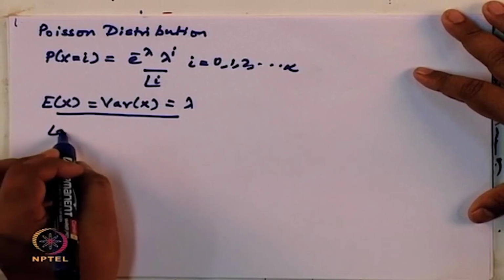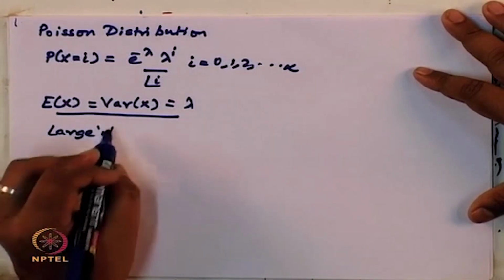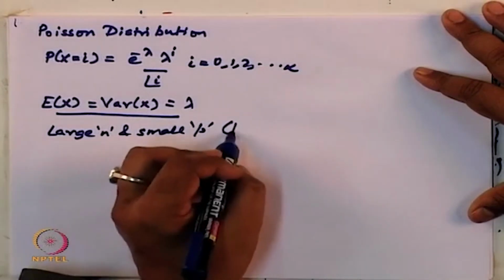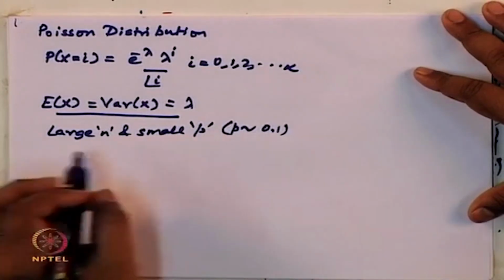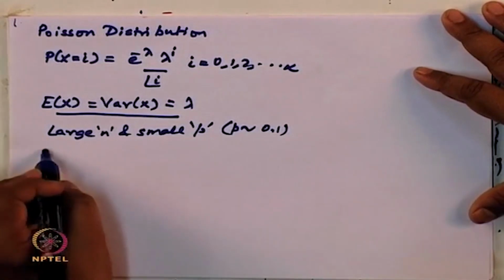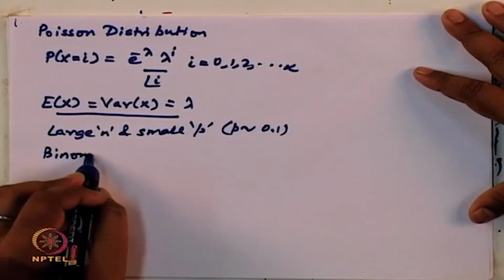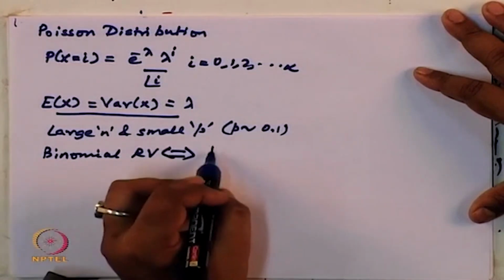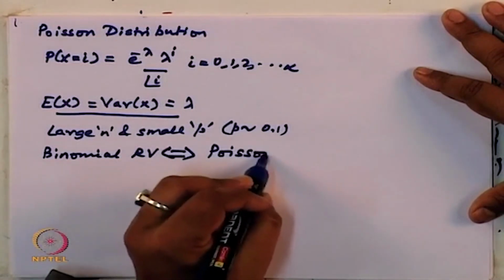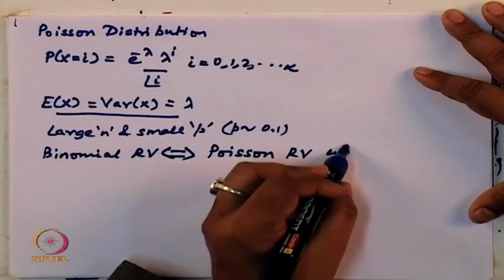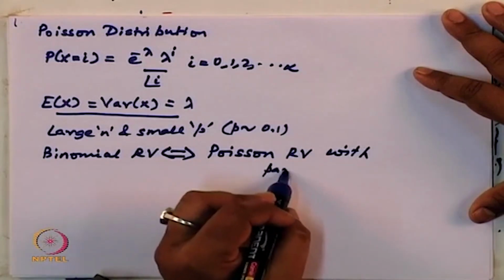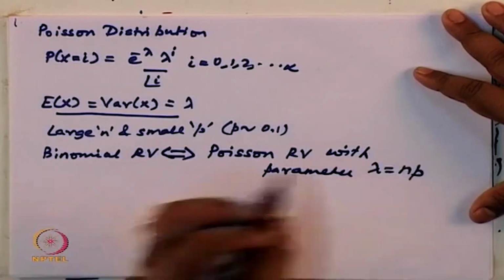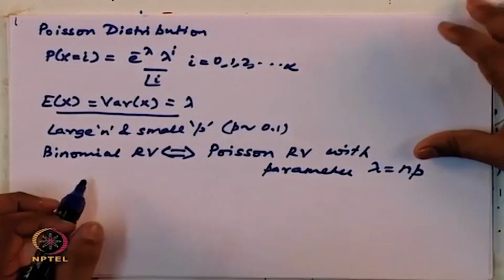Also, one more thing. For large n and small p, by small I mean let us say p is of order 0.1, the binomial random variable is almost equivalent to the Poisson random variable with parameter lambda equal to n times p.